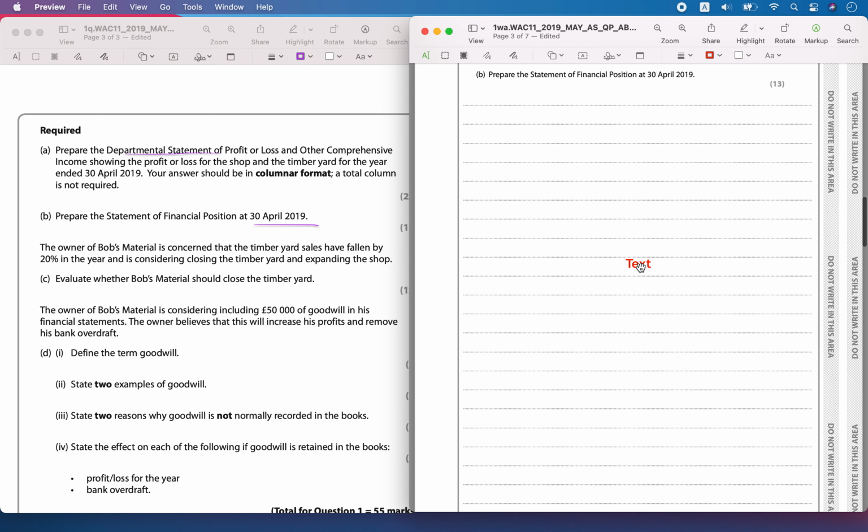So how will you calculate the statement of financial position? Your total assets and your total liabilities plus equity should balance. There will be a total assets section, then the equity section, and then the total liabilities section.